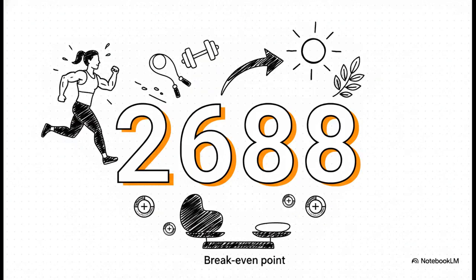Okay, jumping back to our 70-kilogram man, let's say he falls into the moderately active category because he hits the gym regularly. We take his BMR of 1680 and multiply it by 1.6. Boom! His actual daily calorie budget jumps to 2,688 calories. That right there is the true break-even point for his active lifestyle.